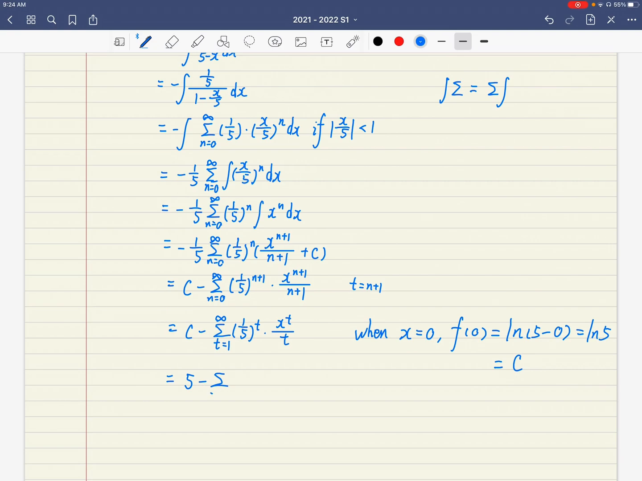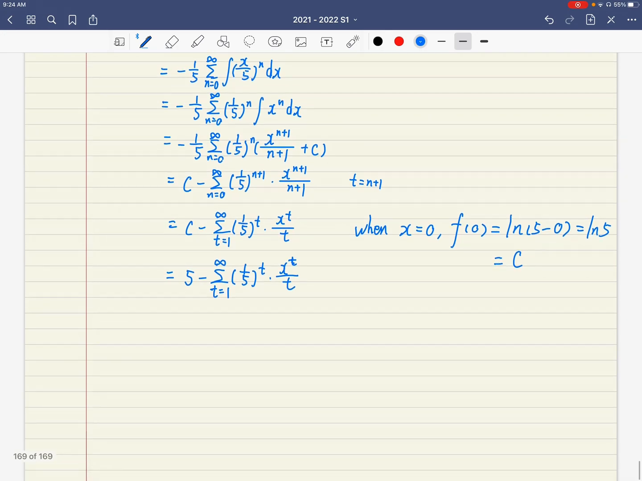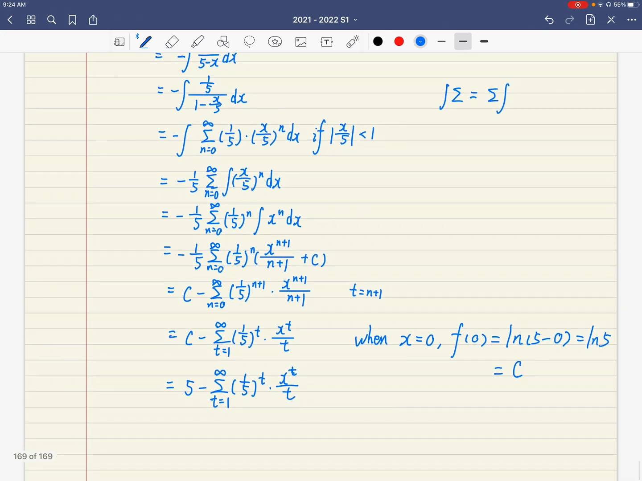And in the end, we can leave it as t, or you leave it as n. It doesn't matter, it's just a name. Okay, this is the answer. Okay, what about the radius of convergence?